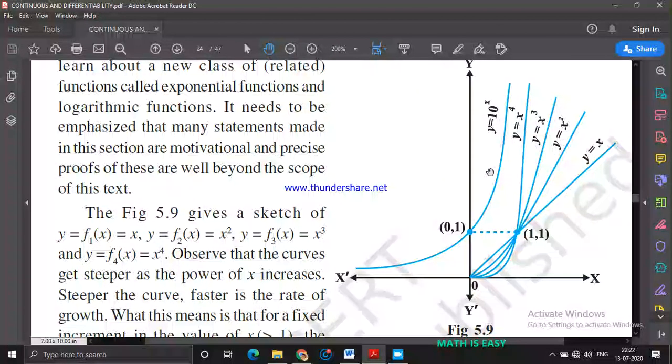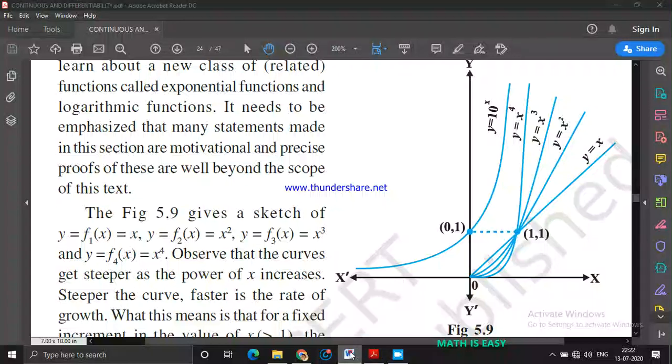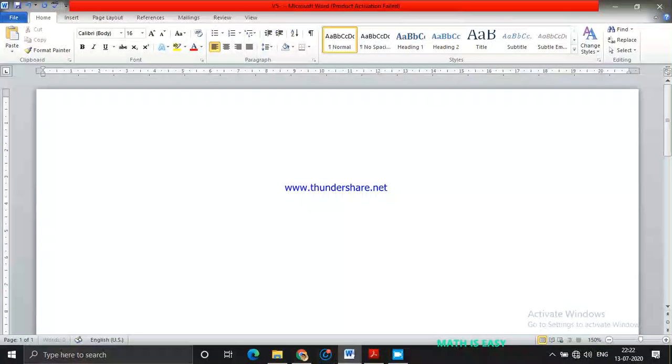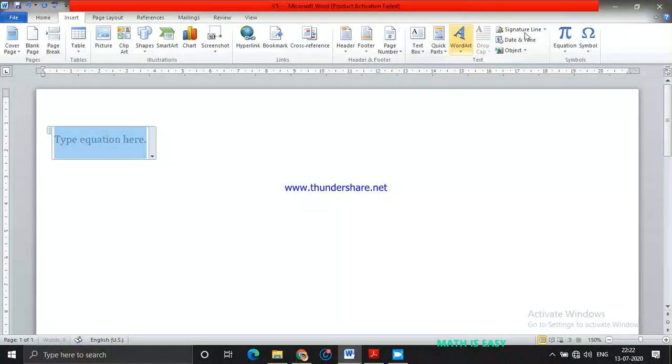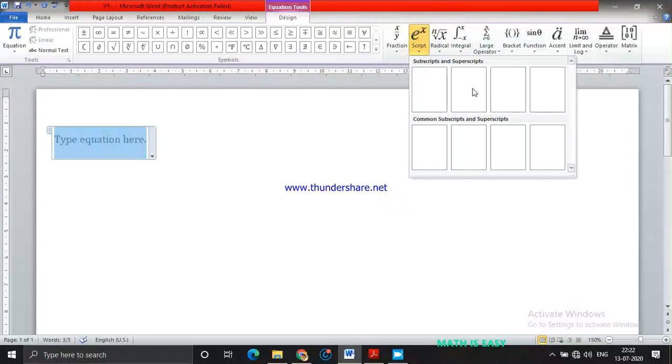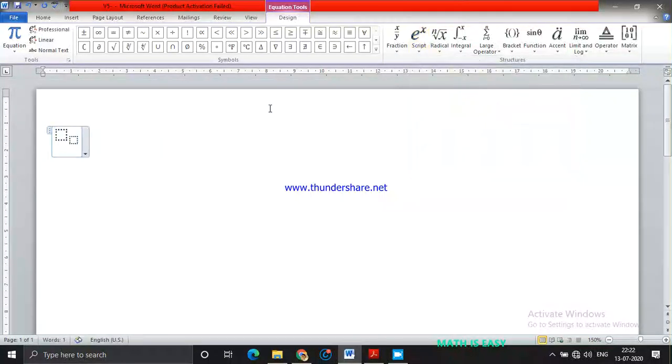Now the question arises: is there any function which increases faster than the function x to the power n? Let me type right here. First we have fn of x, because f1 of x I have taken as x, f2 of x we have taken as x square. If I take fn of x, then this will be x to the power n.